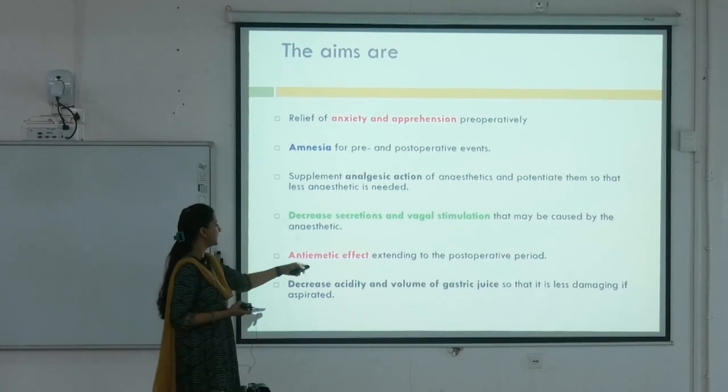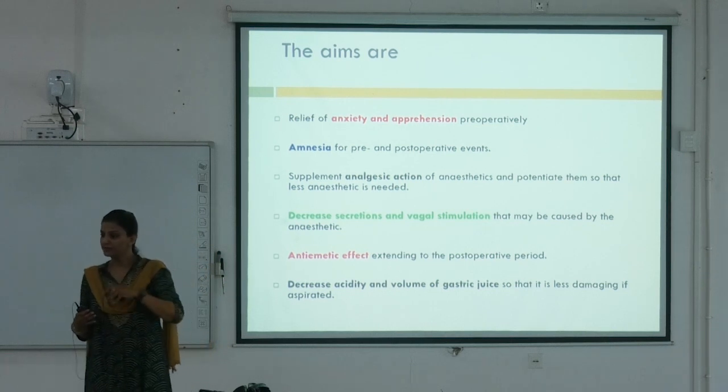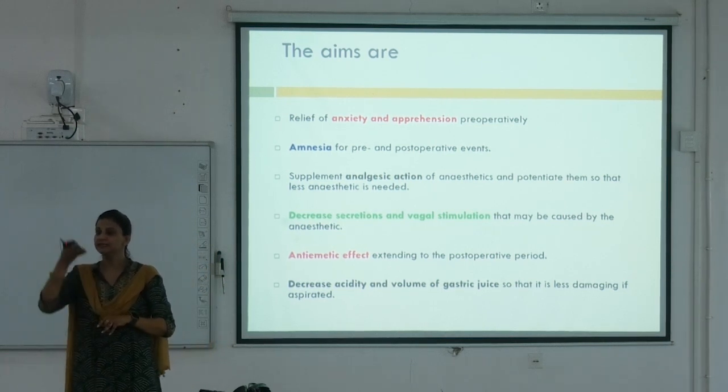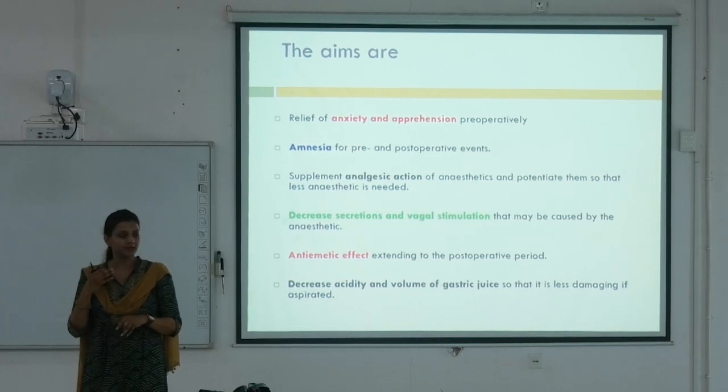Decrease the acidity and the volume of the gastric juice. Volume is decreased, pH is increased. Even if the patient is aspirating, the pH is so high that it will not cause chemical pneumonitis or damage because of the acidity of the gastric juice.